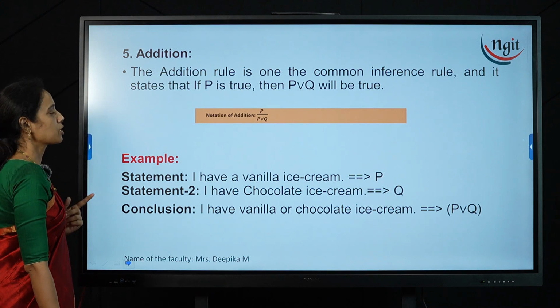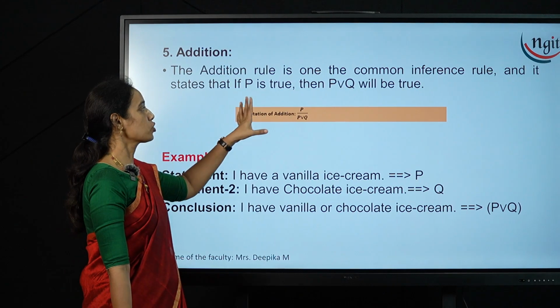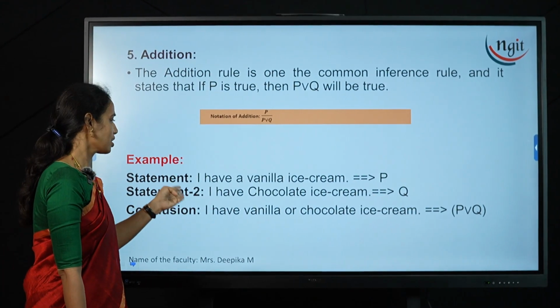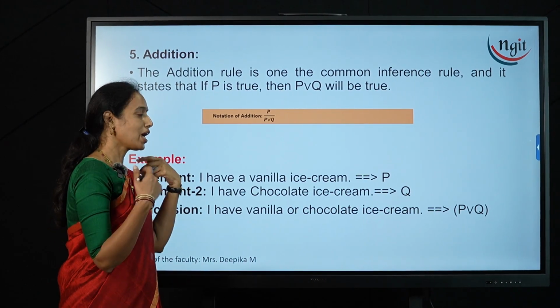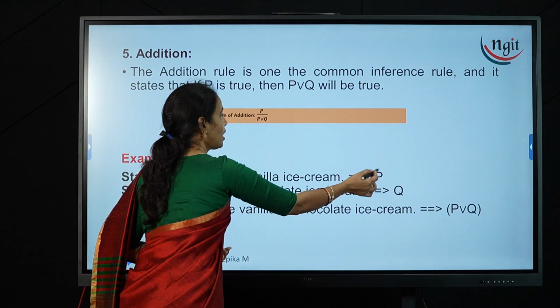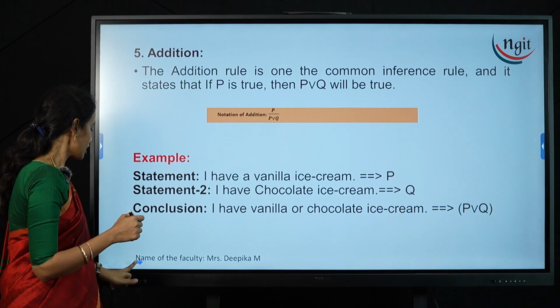Next, the addition principle, a simple and common inference rule. It states that if P is true, then P or Q will be true. See, there are two statements: I have vanilla ice cream, I have chocolate ice cream. So I can say that I have vanilla or chocolate ice cream. From P you can derive P or Q. That is the addition principle.